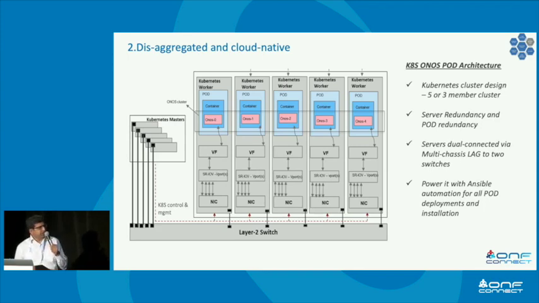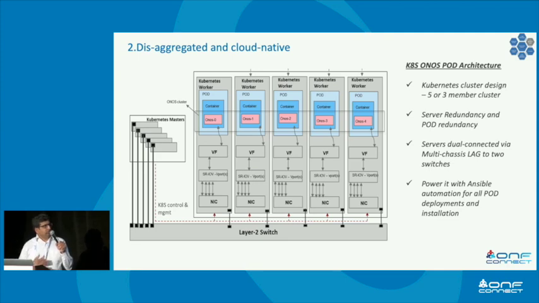Going to the next dimension, the disaggregation and the cloud native part. All our pods are controlled via Kubernetes, and as I talked about, we architected ONOS also as a Kubernetes pod. It runs as either a 3 or a 5 node cluster, and all the servers are dual connected, and Kubernetes orchestrates if any particular pod were to die.